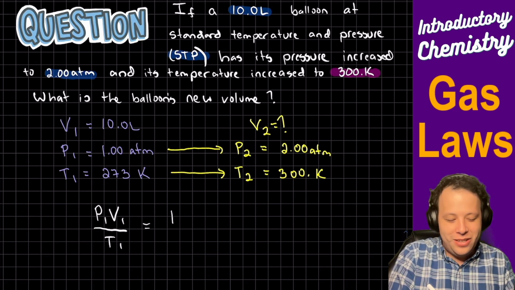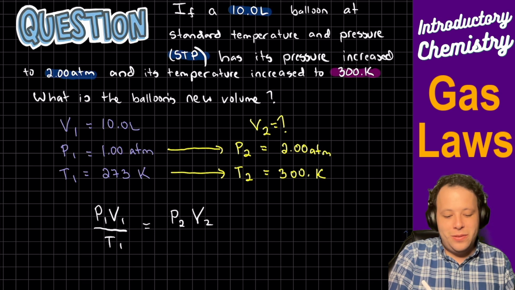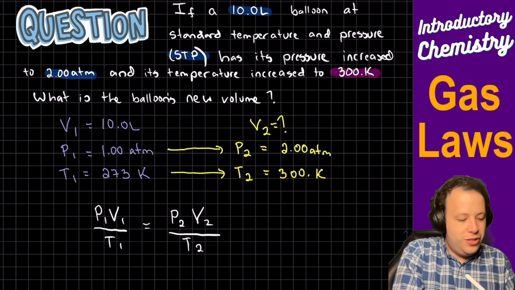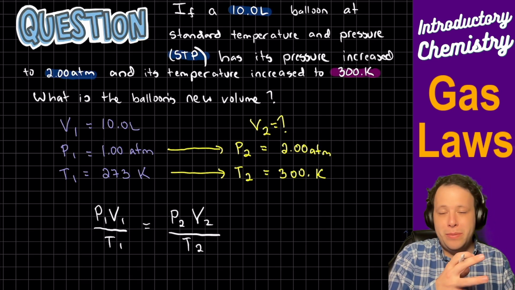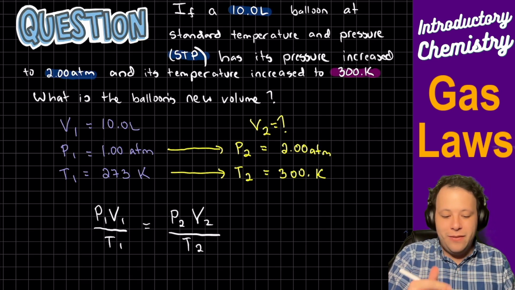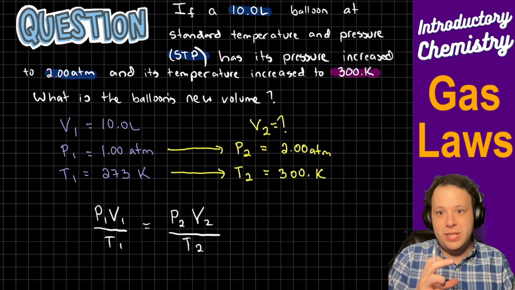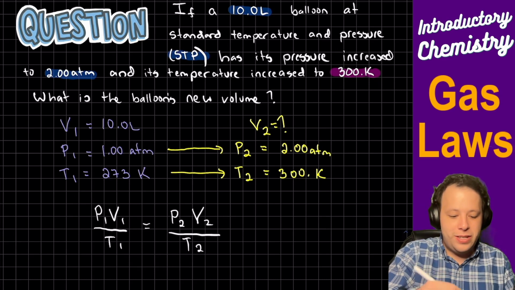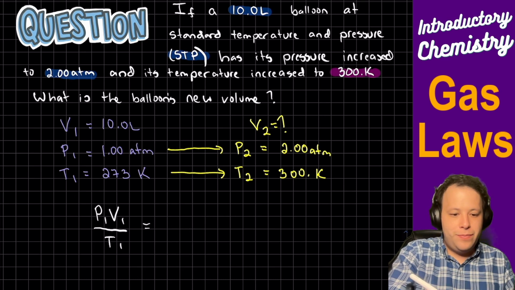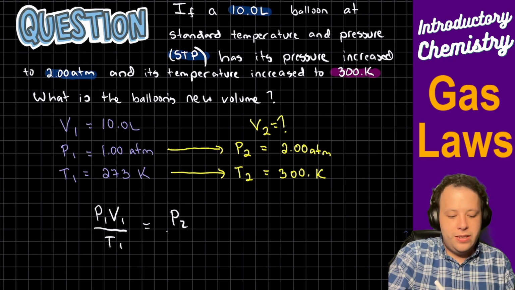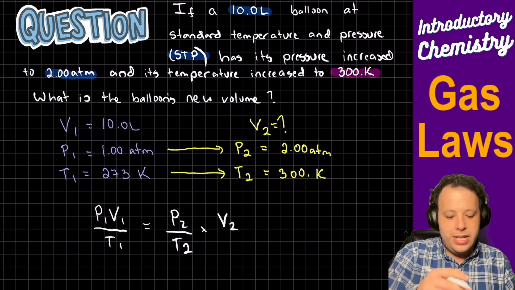It will get easier the more you do it. So we're trying to get V2 by itself. How can we do that? We can multiply by the inverted equation of P2 and T2. So how can we look at this equation? Being that V2 is what we're interested in, let's move things around. The way we can write that is instead like this.